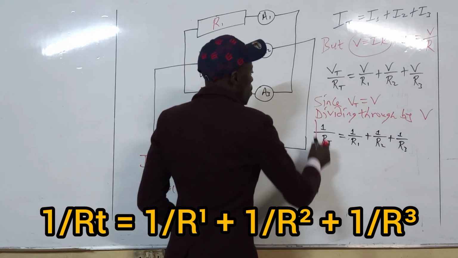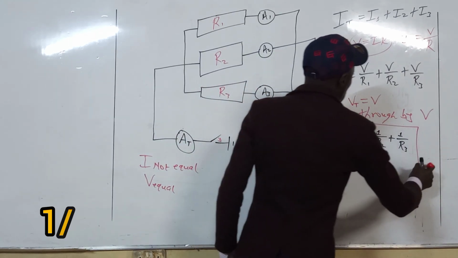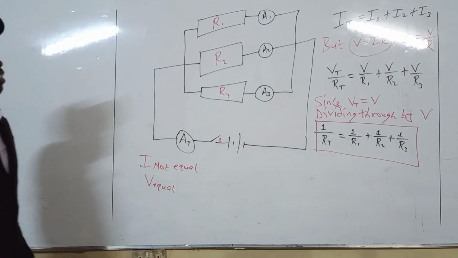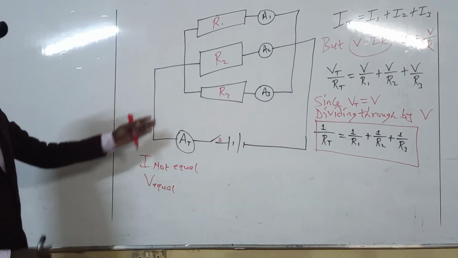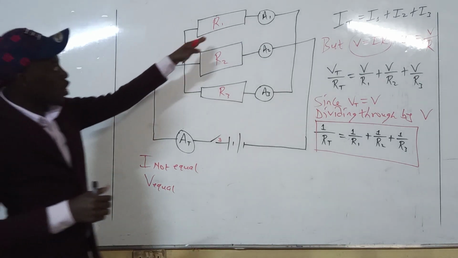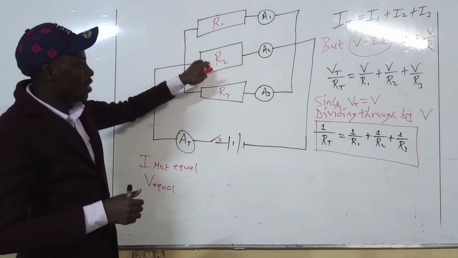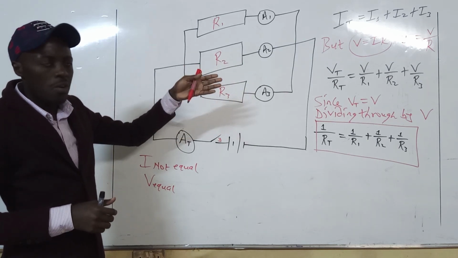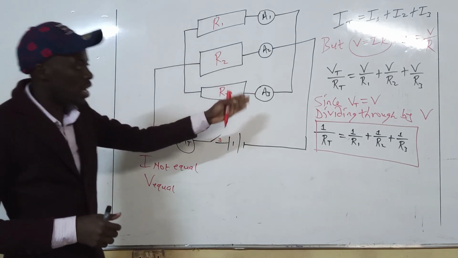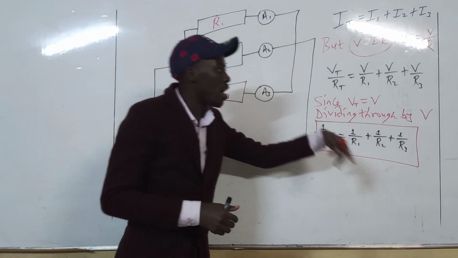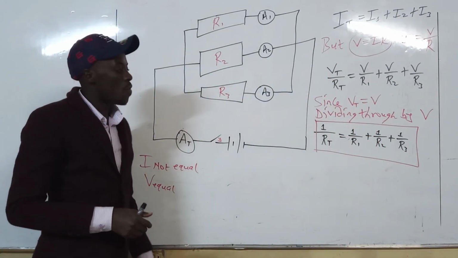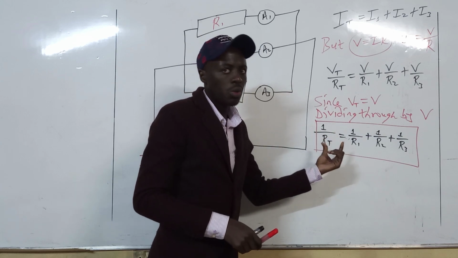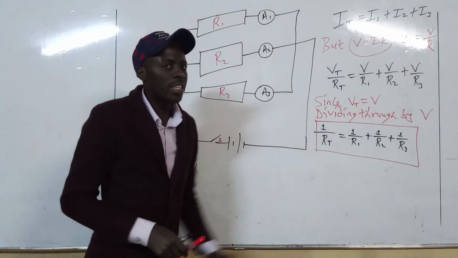And that is now the equation to get the total resistance. So the total resistance is given by the reciprocals: 1 over R1 plus 1 over R2 plus 1 over R3. That is when they are 3. If they are 4, we'll simply have 1 over R1 plus 1 over R2 plus 1 over R3 plus 1 over R4. Remember, this RT is the total resistance, also known as the effective resistance.